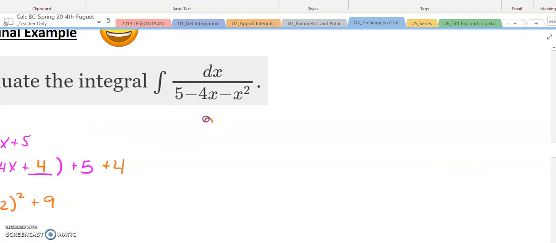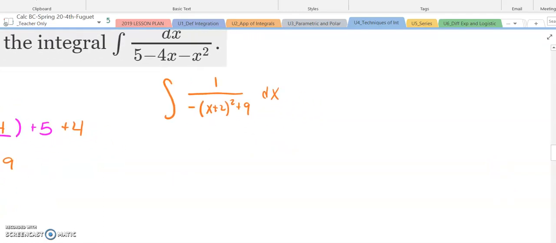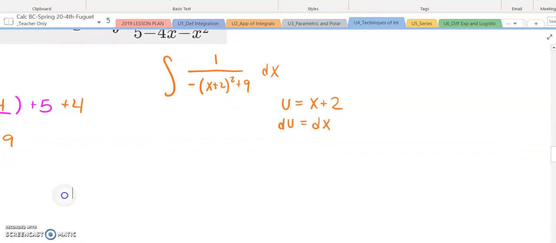And so when I write my integral over here, I'm going to have 1 over negative, x plus 2 squared, plus 9 dx. Well, the problem with this is that there's really going to be no way for me to make this arctangent. This is actually going to end up being a u substitution problem that's going to involve partial fraction decomposition, which is a little bit of a review from our previous lesson.